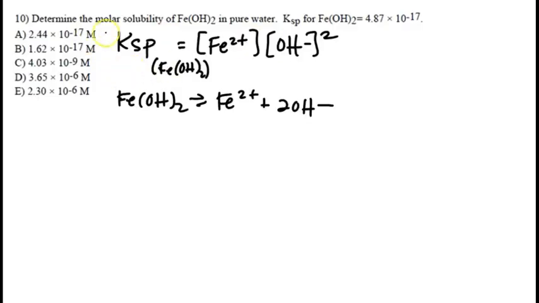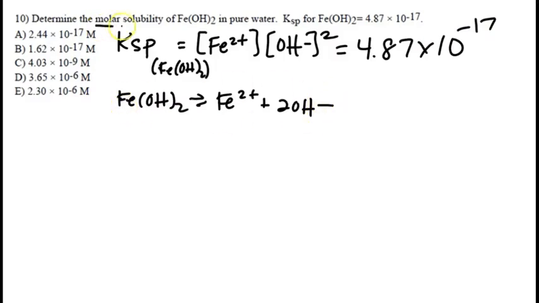So we're going to take our Ksp of Fe(OH)2 and dissociate it into its ions, which are Fe2+ and OH-. Now, based on our dissolution equation, our expression is going to be the concentration of Fe2+ multiplied by the concentration of OH- squared, folks. And this entire thing is equal to 4.87 times 10 to the negative 17.